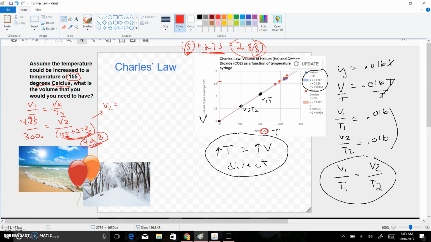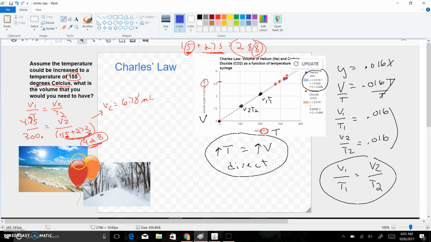Now that I converted into Kelvin, I can see that I have 3 sig figs on top, and the 300 is 3 sig figs, my 428 is 3 sig figs, so my volume is going to need 3 sig figs, and I get 6.78 milliliters. That's the units we're in right now. Okay, there's the math. Let's take a look at what this all kind of means.